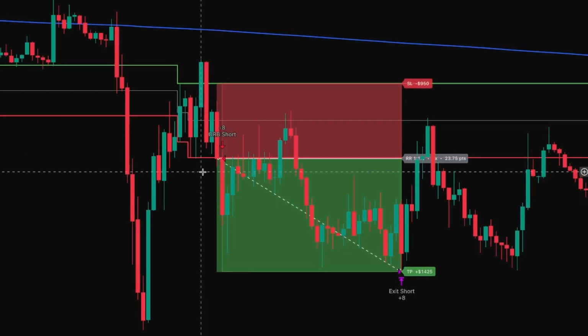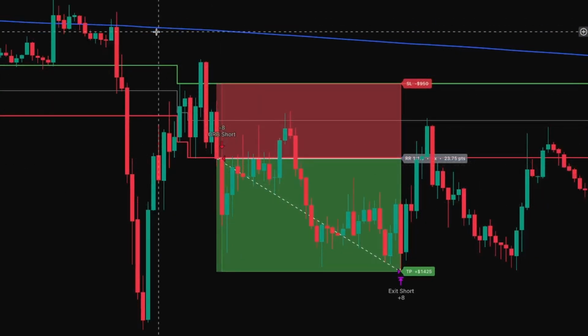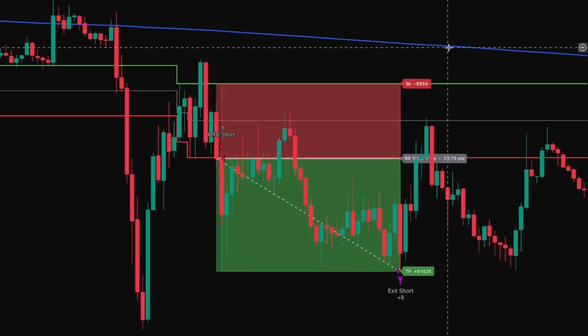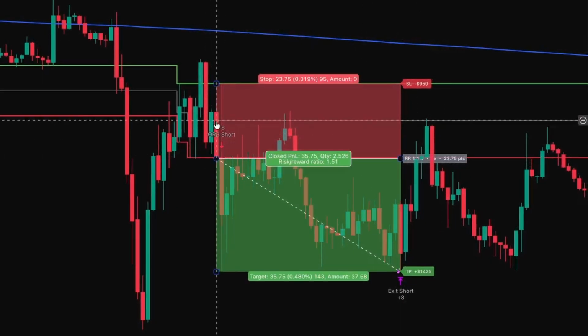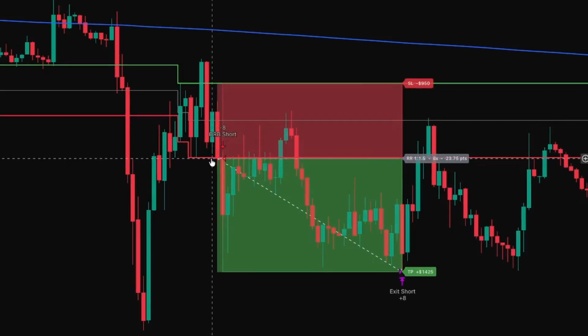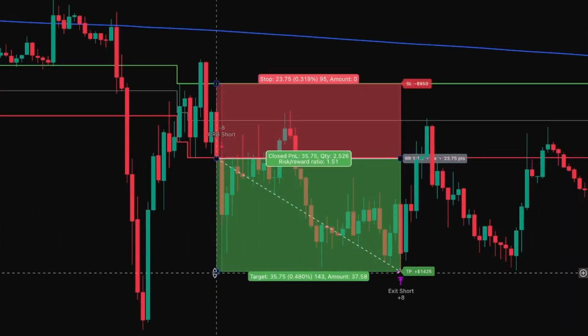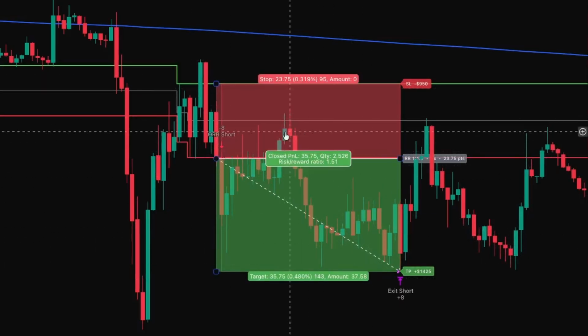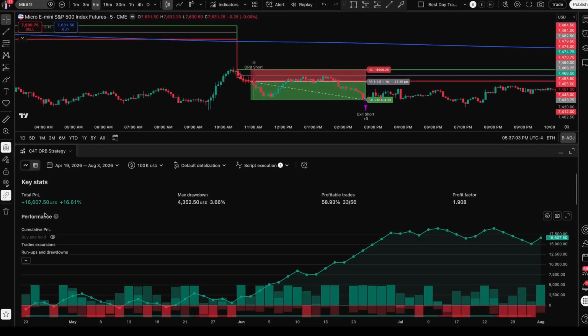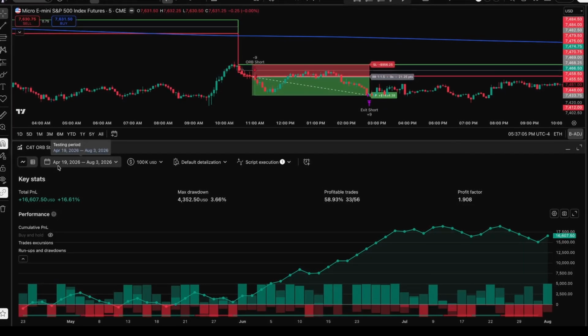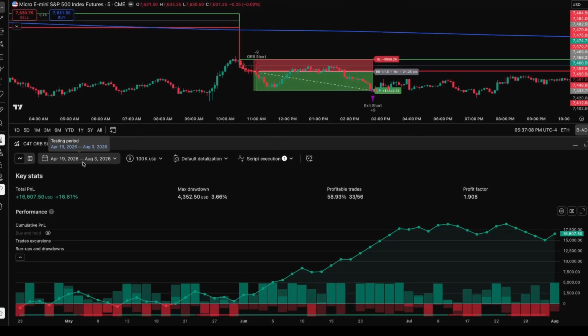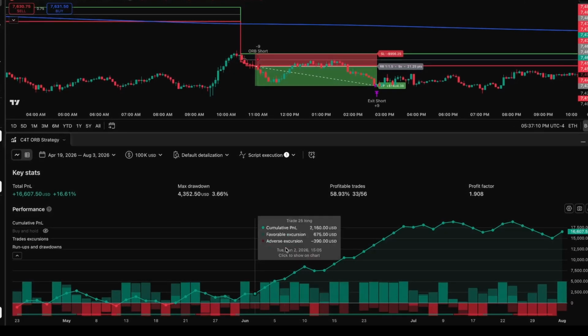The first break on the downside matching the 1000 SMA is right here. So again, price is below the SMA, closes right under the ORB, which is very small, but it does close under. Take the entry, stop loss the other side of the ORB, TP 1.5 from there. Again, another easy trade. Here are the stats for this period from April 19, 2026 to August 3rd, 2026.